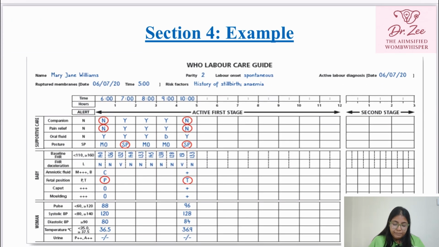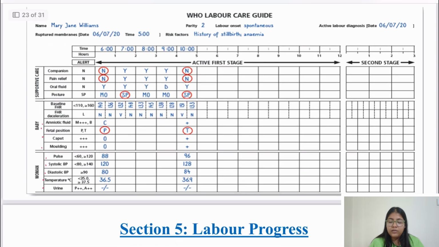Now section 4 example. You see section 3 also, these 4 things, amniotic fluid, fetal position, caput and molding, are being plotted 4 hourly. Similarly, care of women is also being plotted 4 hourly, and whatever matches with the alert column, you just circle it red. So this is how you plot and this is how you should interpret.